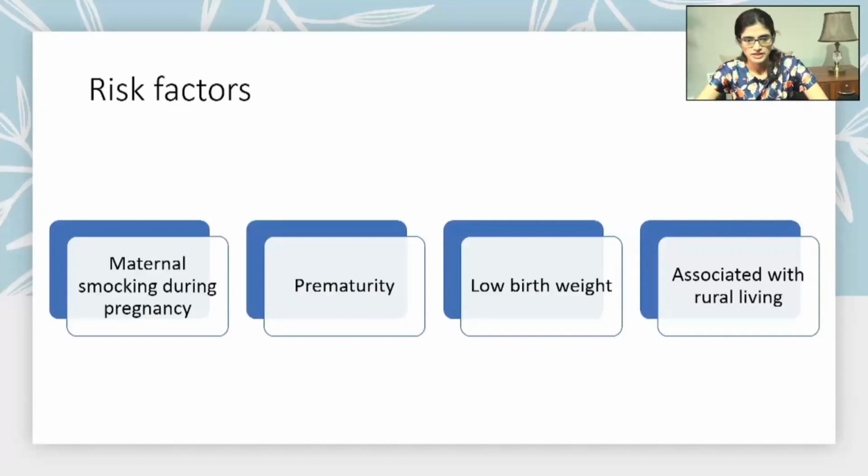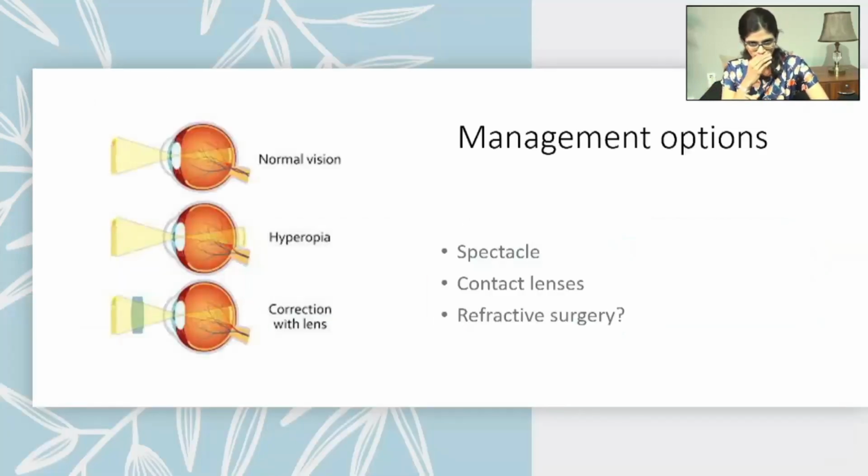For hypermetropia, these are some of the associated risk factors: maternal smoking during pregnancy, prematurity, low birth weight, and hypermetropia is associated with rural living, as opposed to myopia being associated with urbanization. So the management options are the same as we spoke of for myopia. Spectacles, you are giving biconvex lenses this time to give additional refractive power to the eye, so that the eye can now converge the rays onto the retina.